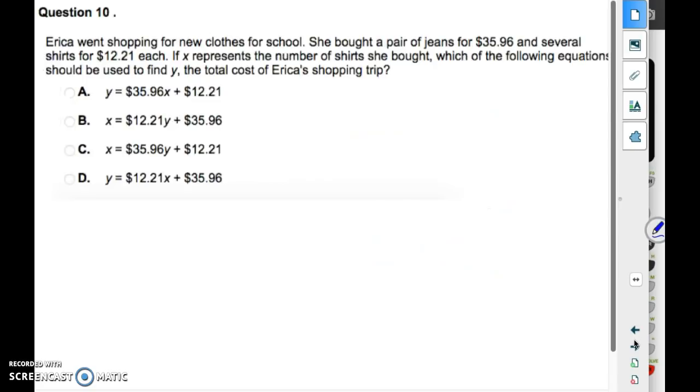So here's Erica, and she went shopping for new clothes. She bought a pair of jeans for $35.96 and several shirts, and the shirts were $12.21 each. If X represents the number of shirts that she bought, what's the equation for Y? Well, it's $12.21 per shirt, so for every shirt we're going to multiply by $12.21. So our correct answer for number 10 would be D.